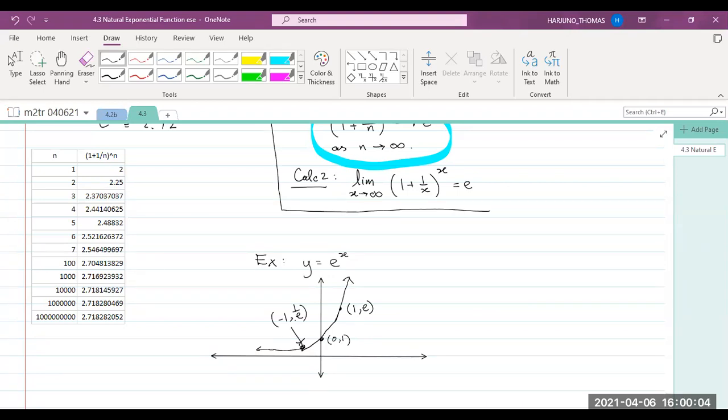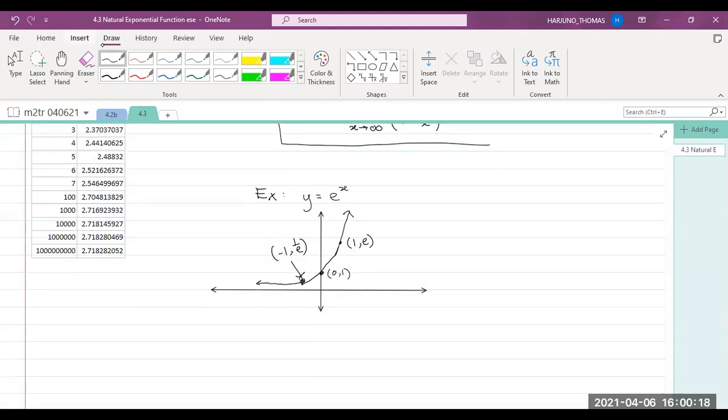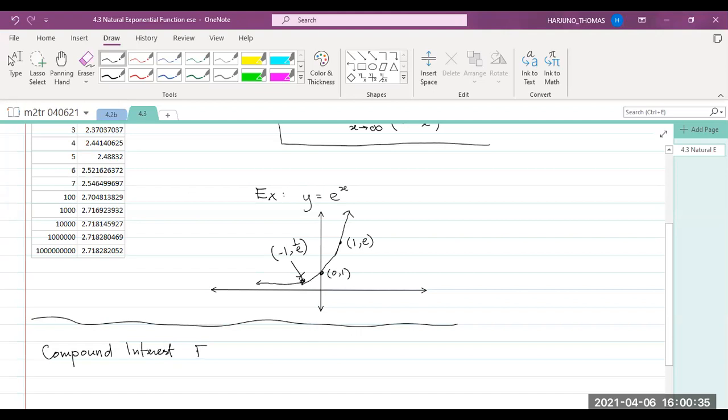Okay, now this section is more about how to use and apply this in daily life. The one I'm interested in explaining to you, and I like this very much, is how we use this for compound interest.